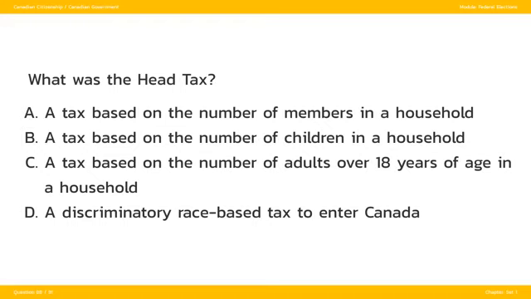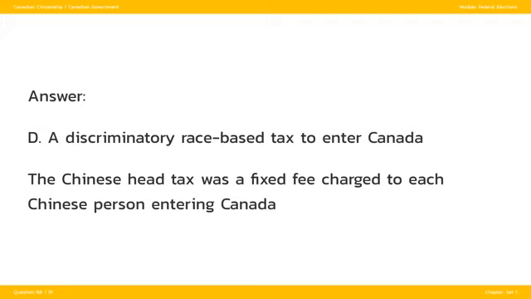What was the head tax? A. A tax based on the number of members in a household. B. A tax based on the number of children in a household. C. A tax based on the number of adults over 18 years of age in a household. D. A discriminatory race-based tax to enter Canada. The answer is D. The Chinese head tax was a fixed fee charged to each Chinese person entering Canada.